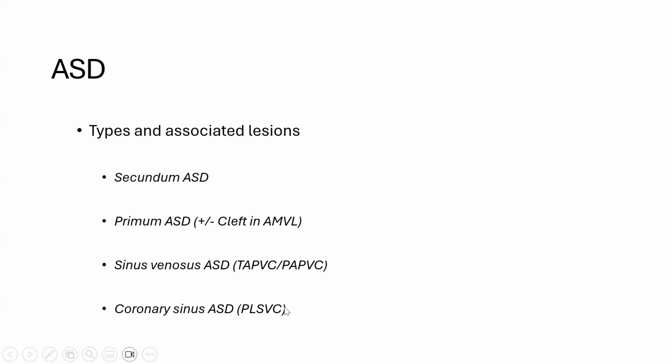And so I'm sure you can begin to appreciate some of the embryologies that we've spoken about already. The primum ASD being associated with the cleft, the sinus venosus ASD, and the coronary sinus, which I talked about not long ago, and its relationship with the left SVC as well. So ultimately, whenever you discover these various types of ASDs on your assessment on echo, you need to rule out these other associated lesions.